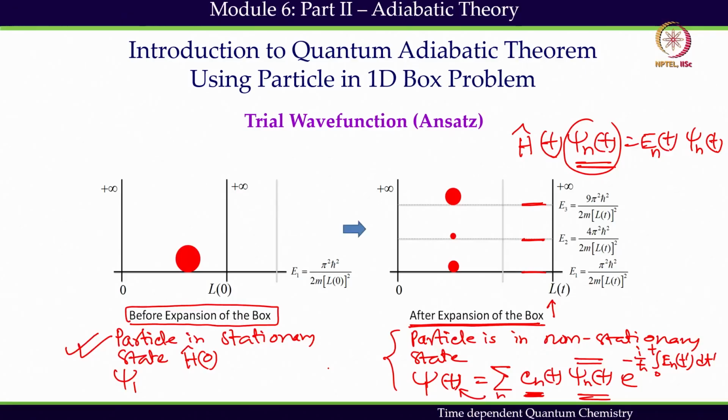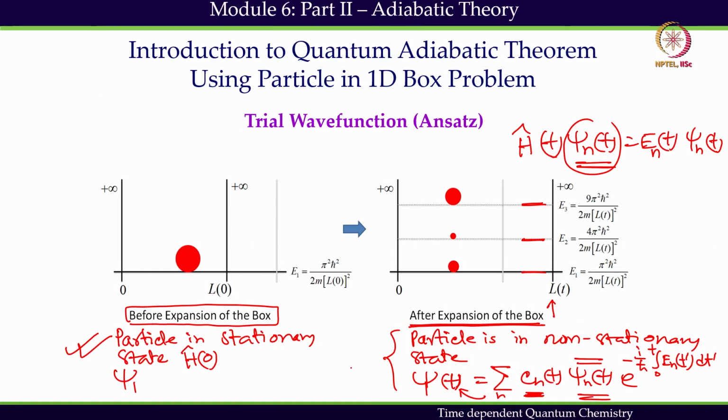But after the dynamical evolution is turned off, immediately after that point of time, the system is not in the stationary state. The system is in a non-stationary state, and that non-stationary state has to be expressed in terms of a linear combination of the stationary states available for the system. And that's exactly what we have done here. This is the general way of exploring the quantum system using TDSE, the time dependent Schrodinger equation.